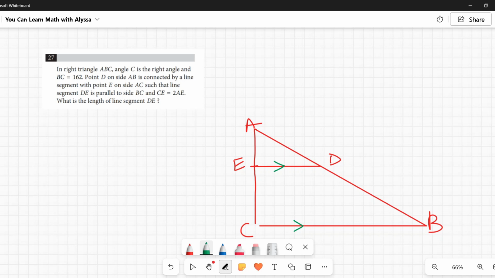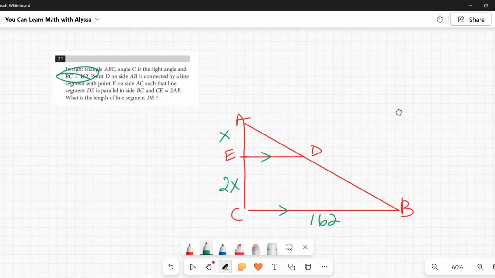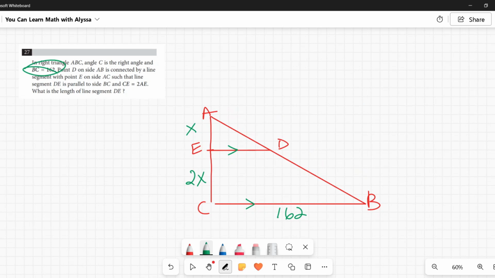And we're told that this part right here, that CE is equal to 2 times AE. So I'm going to call AE X. The length of that I'm going to call X. And CE, just this part, is 2 times that. So it is 2 times X. Okay? And we're also given one number, is that BC is equal to 162. Okay, so this 162. Now they want to know what is the length of side DE?